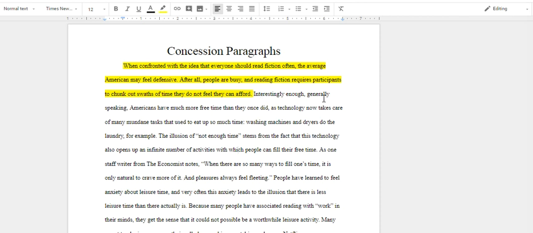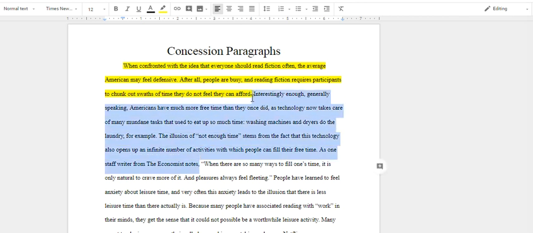Says, interestingly enough, generally speaking, Americans have much more free time than they once did, as technology now takes care of many mundane tasks that used to eat up so much time. Washing dishes and washing machines and dryers, do the laundry, for example. The illusion of not enough time stems from the fact that this technology also opens up an infinite number of activities with which people can fill their free time. As one staff writer from The Economist notes, and then obviously the next part would be my quoted evidence.